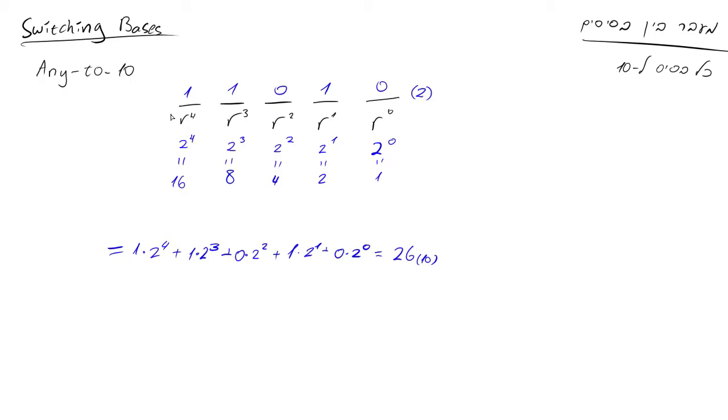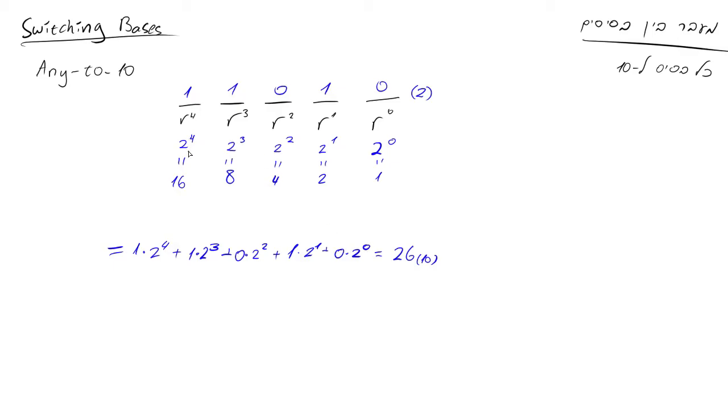So if we're using base 2, r to the power of 0 would be 2 to the power of 0, which is 1. And 2 to the power of 1 is 2, 2 to the power of 2 is 4, 2 to the power of 3 is 8, and 2 to the power of 4 is 16. And all we do is multiply the digit by its value, and we add all of those products.